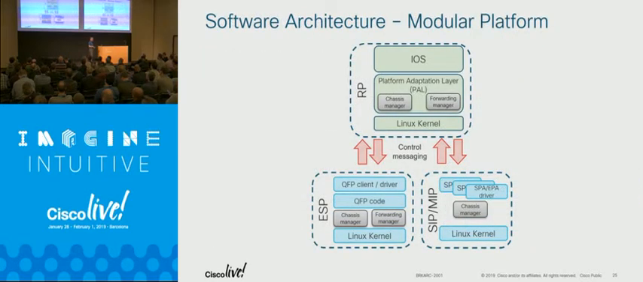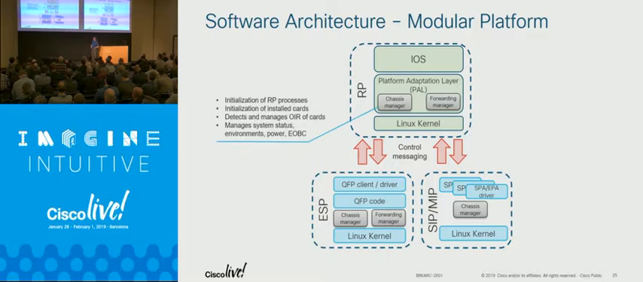So let's take a look at each of the processes, what they do, okay? The chassis manager is responsible to initialize the card, initialize all the processes on the route processor, and detect the LAN card OIR event, and monitor the environment and the power consumption.